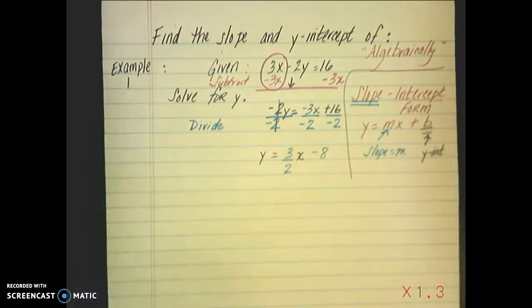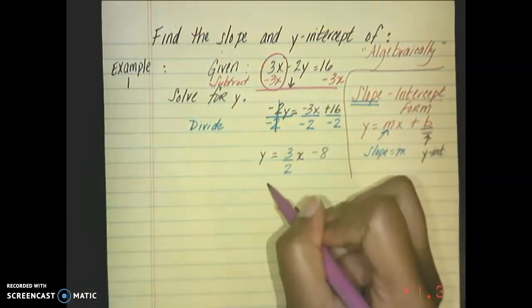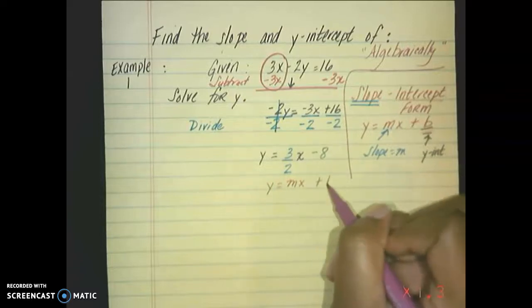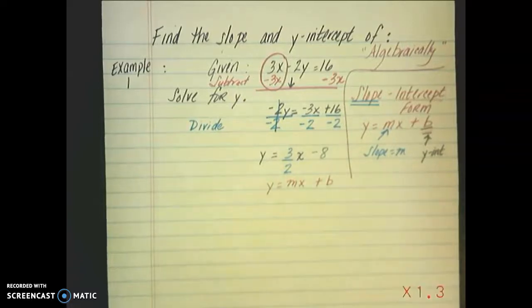Okay, so right here, if I was to line this up with what we have over on the other side, I have y equals mx plus b. So now you can see a little bit better what is in the place of m and what is in the place of b.